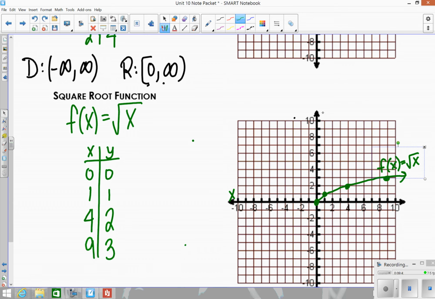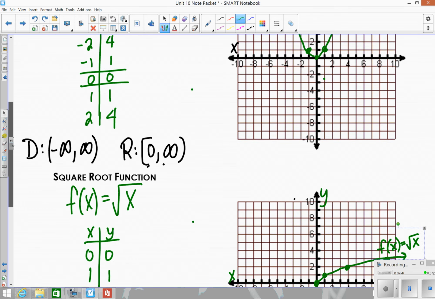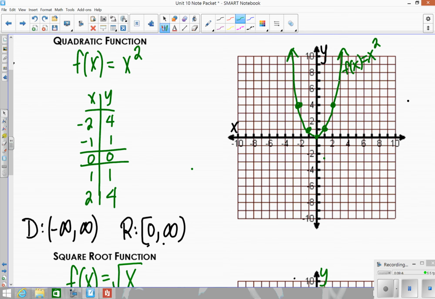And here's my x and here's my y. And if you look, it looks very similar to the parabola. It's basically this part of the parabola reflected over the line y equals x, which tells me that it's the inverse. Now, we can't take the full inverse because if you remember, this does not pass the horizontal line test. It's not 1-to-1.